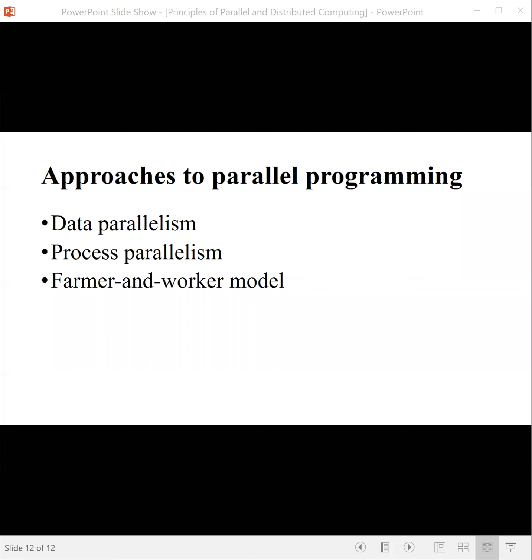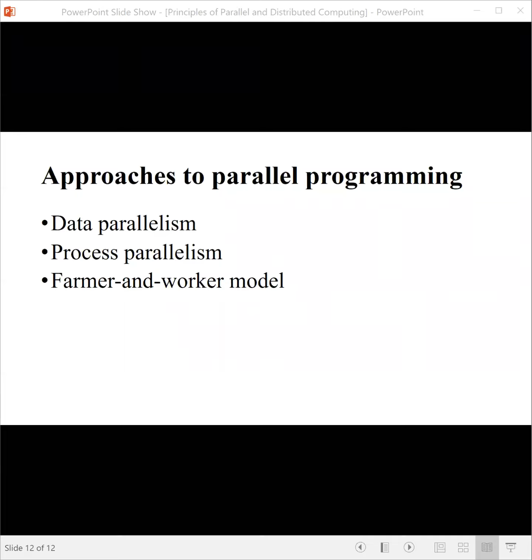The last one is the farmer and worker model. It's nothing but a job distribution approach. One processor is configured as a master and the remaining systems are configured as slaves. The master will assign the jobs to all the slaves. On completion of the tasks, the master will collect all the results from the slaves and conclude the result. This approach is called the farmer and worker model.